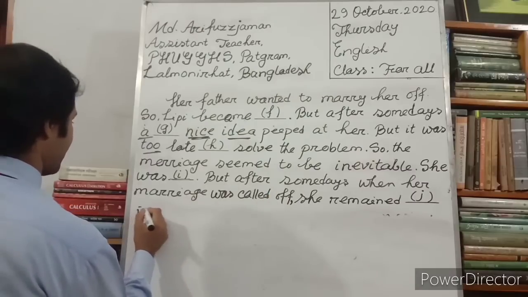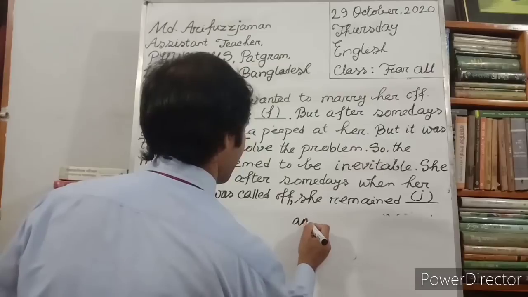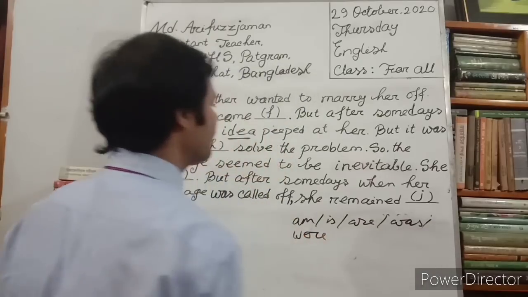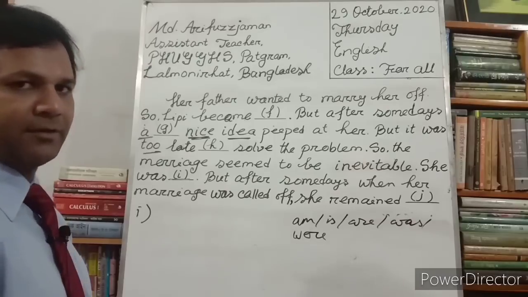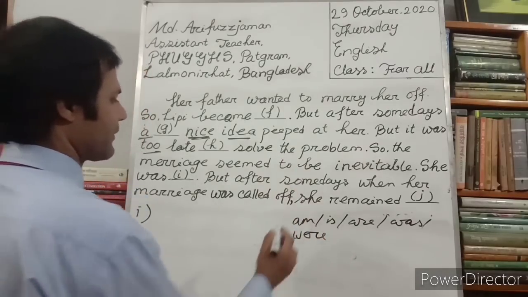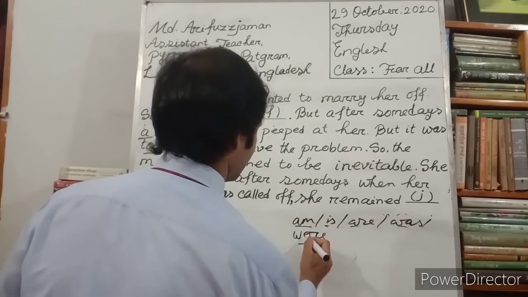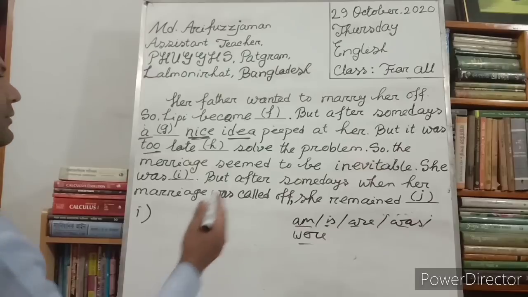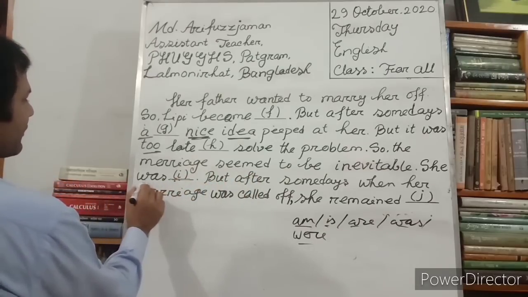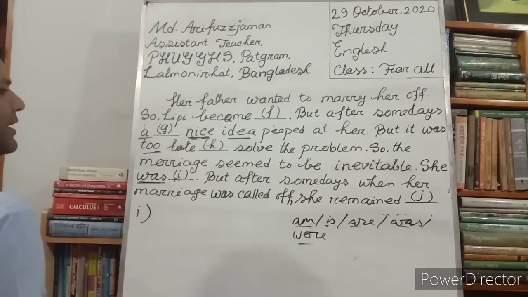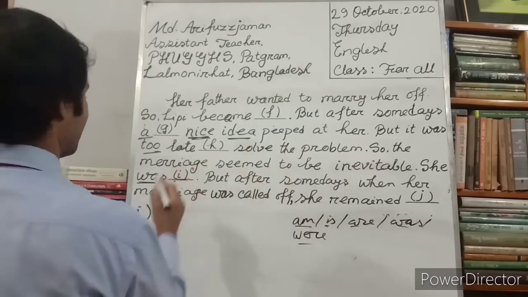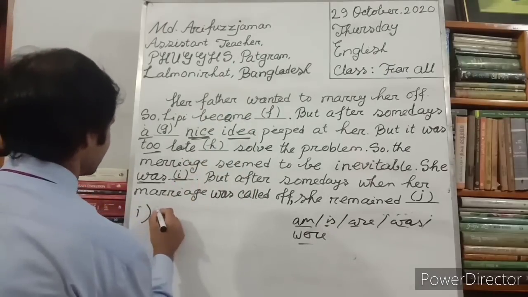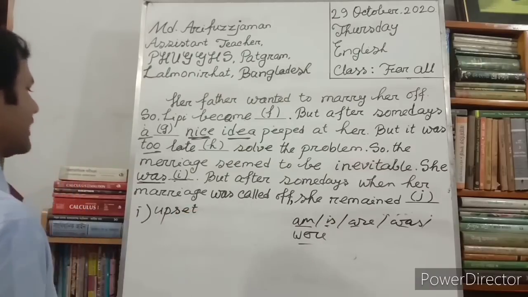The rule is that, number one, if in a sentence there is am, is, are, was, were, this be verb will be used as a main verb. I'm again telling it. If in a sentence there is am, is, are, was, were, and if they are used as a main verb, after them you have to write an adjective word here. Since was is used as a main verb here, we have to write an adjective word here. She was, because she was very upset. Her father wanted to marry her off, so we have to write here: she was upset. Upset is an adjective word.